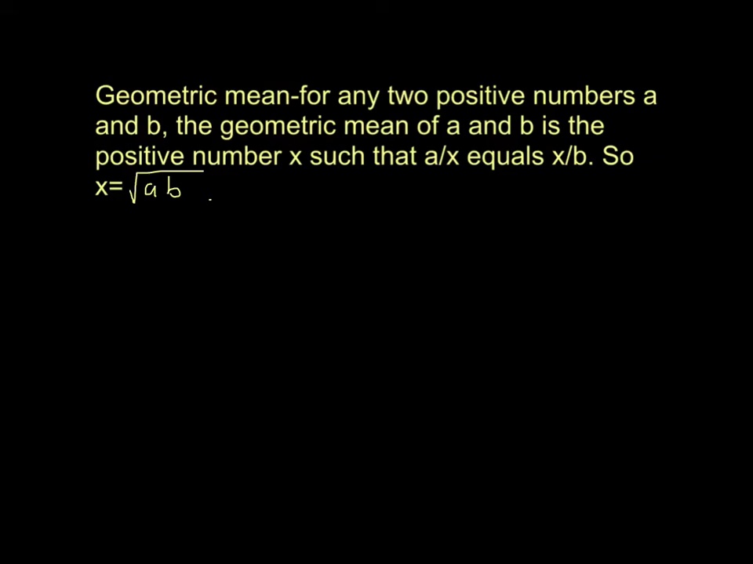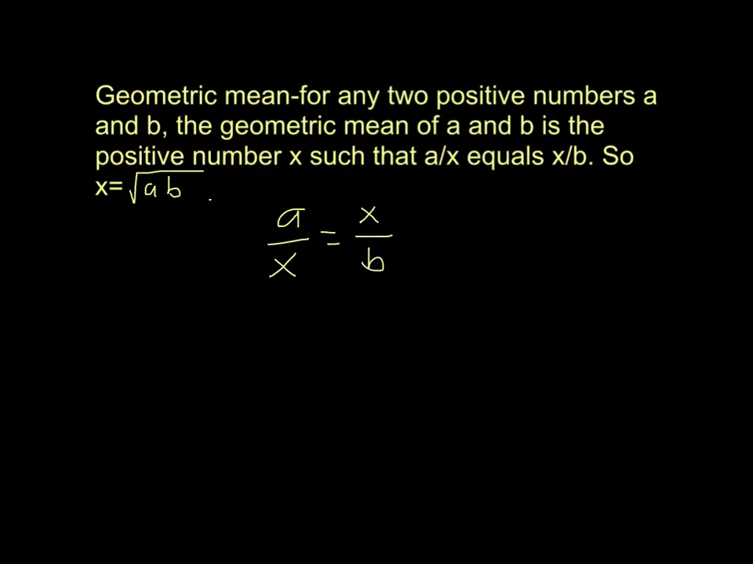Before we go any further, we have to discuss what the geometric mean is for two numbers. Your book says the geometric mean for any two positive numbers A and B is the positive number x such that A over x equals x over B. Let me write that down. A over x has to equal x over B.